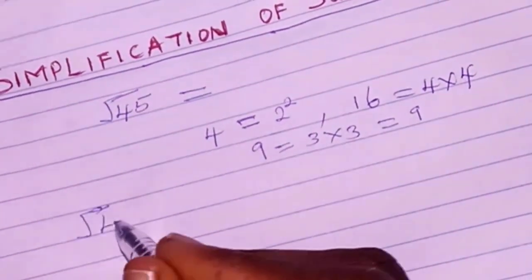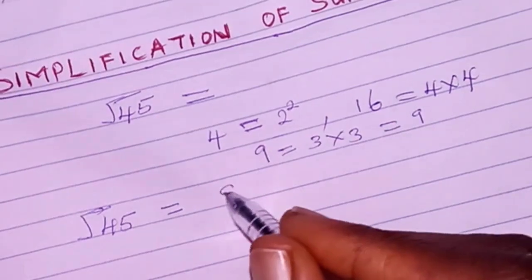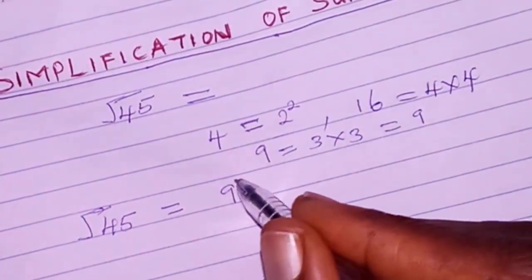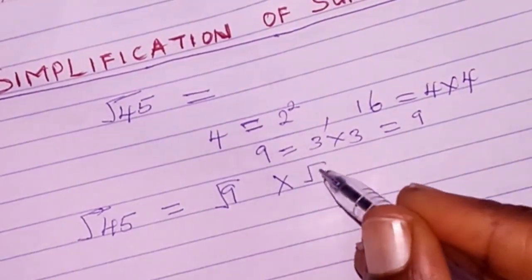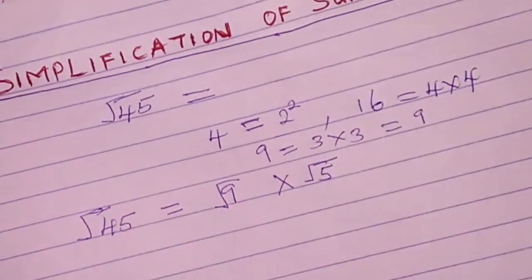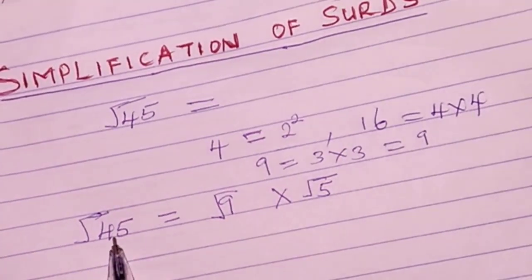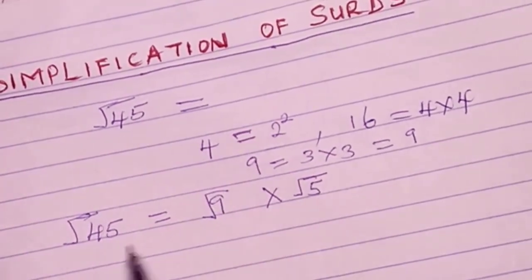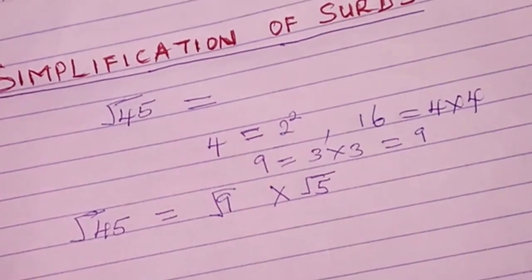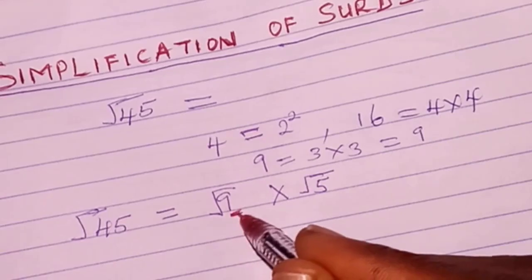root 45 is going to be root 9 times root 5. Yes, root 9 times root 5 is going to give me root 45, correct, because 9 times 5 is 45 and 9 is a perfect square.